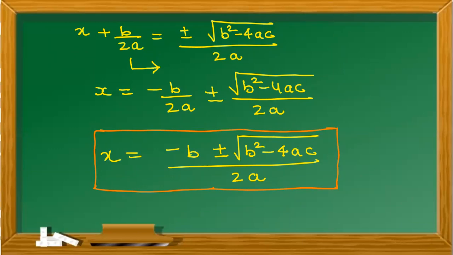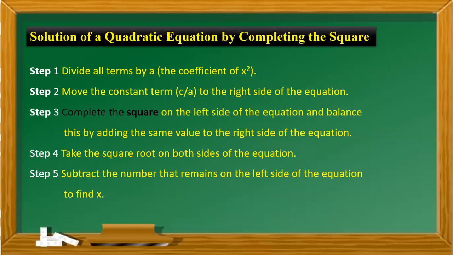This method is known as completing the square method. Let us summarize this method. So in this method, what do we do? First of all, we have to divide all the terms by a, which is the coefficient of x square.